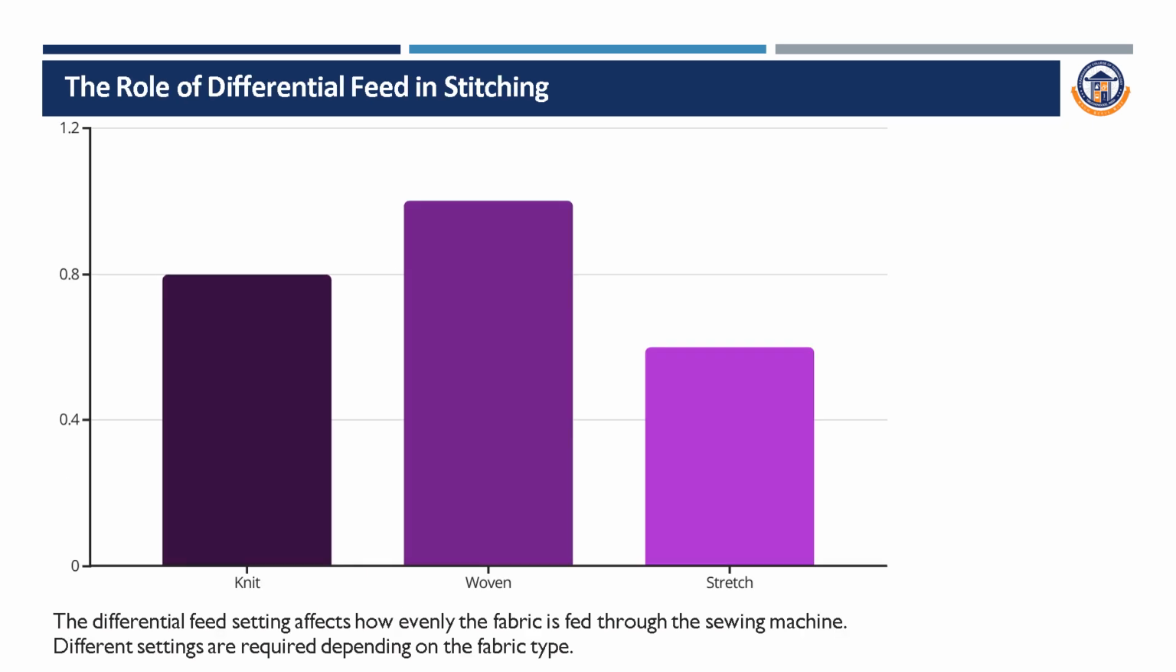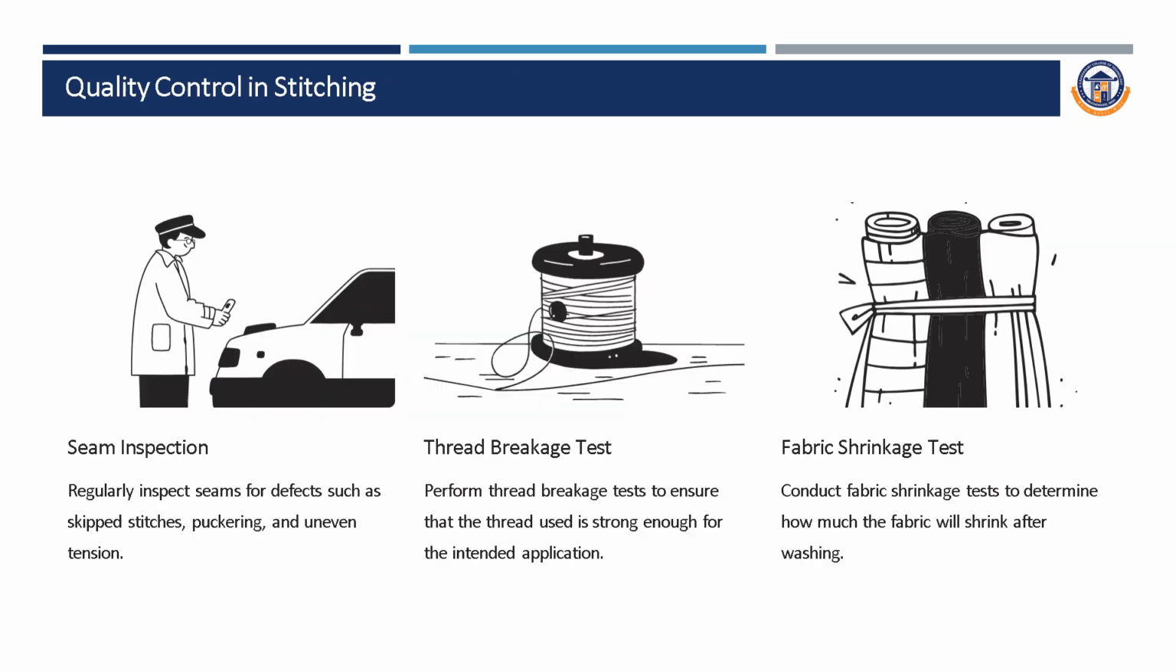Role of differential feed in stitching. The differential feed setting affects how evenly the fabric is fed through the sewing machine. Different settings are required depending on the fabric type. So the feed dog height or the feed dog position has to be adjusted based on the type of fabric we are using in our sewing machines.